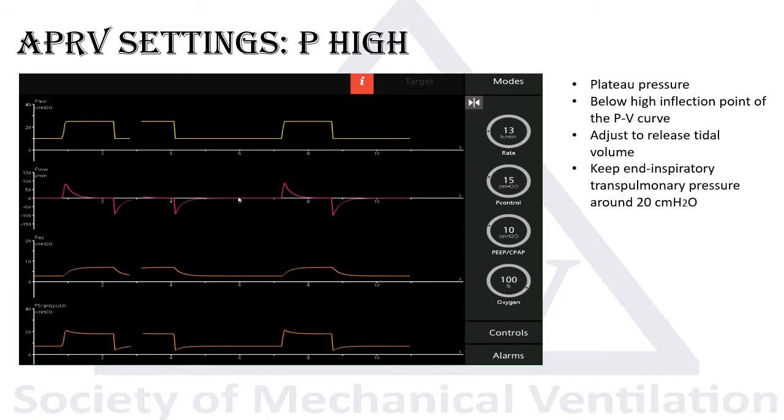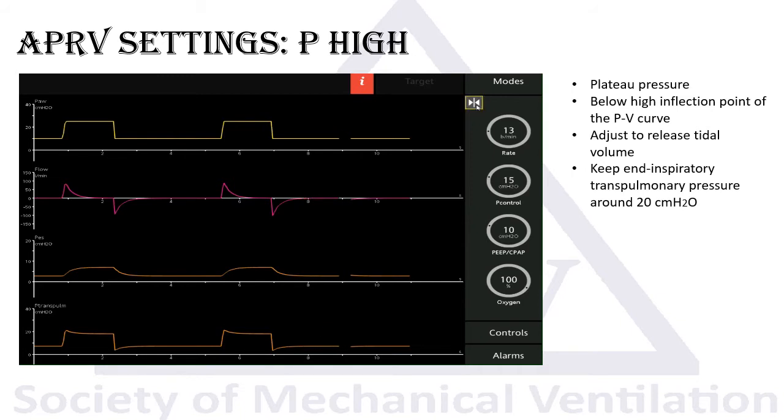Some other ways of doing it is, again, if you have an esophageal balloon and you use it, to look at the transpulmonary pressure, the inspiratory and expiratory transpulmonary pressure. For this example, it's 18, and try to keep it between 15 and 20.